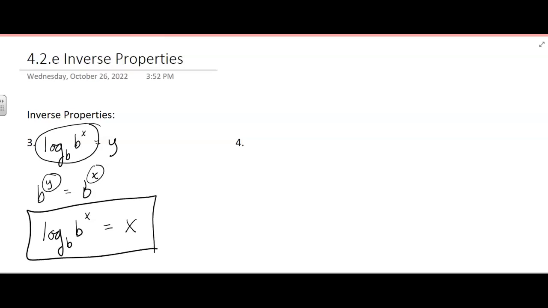That's the property. It's just like if you had a number and you multiplied it by 3, but then you divided it by 3, you'd be back to your original number. So that's what's happening here. You're taking a base, raising it to some power, but then you take the logarithm of it, so you're going to be back to just whatever that exponent was.